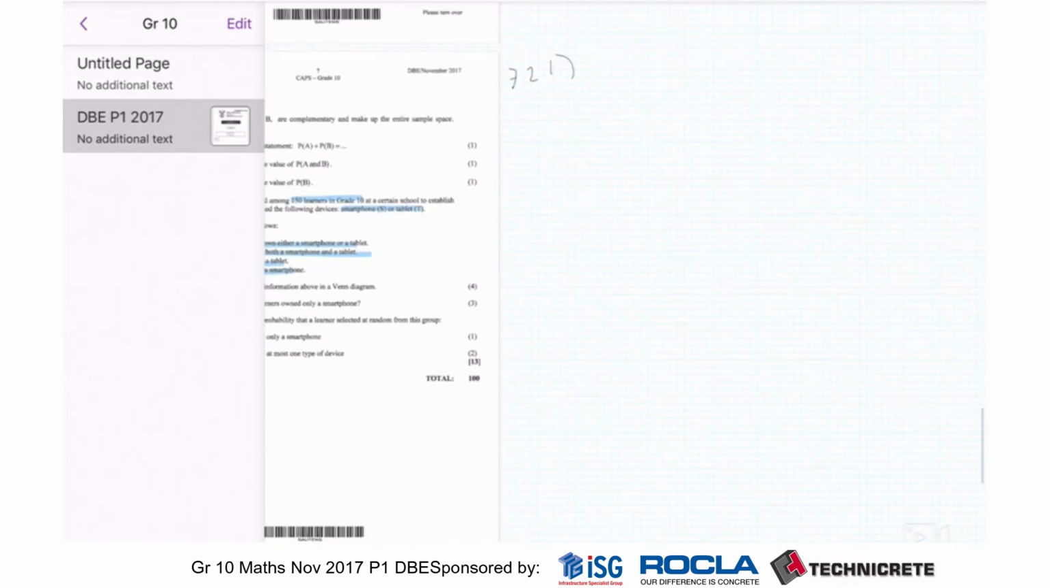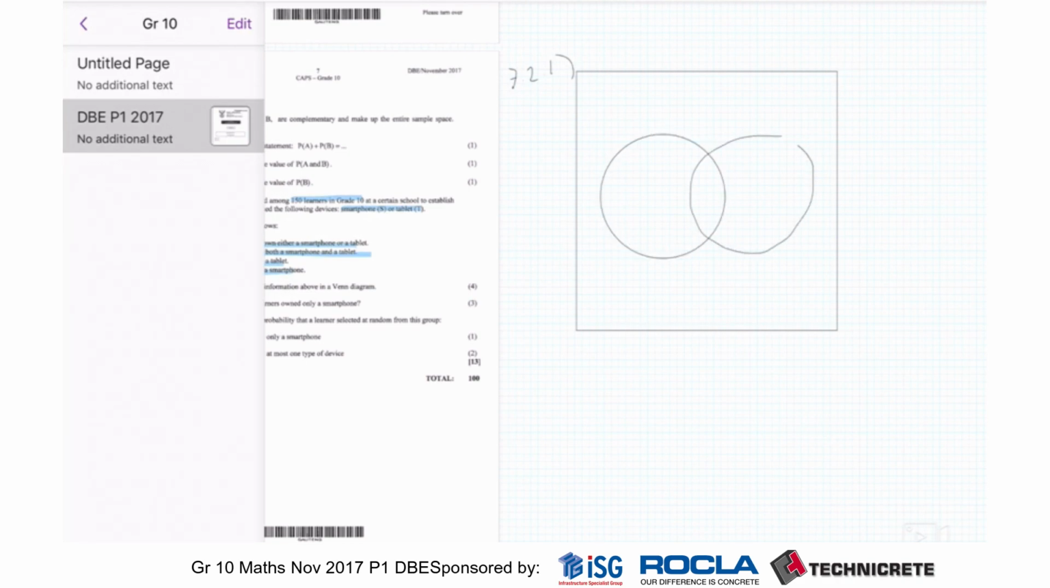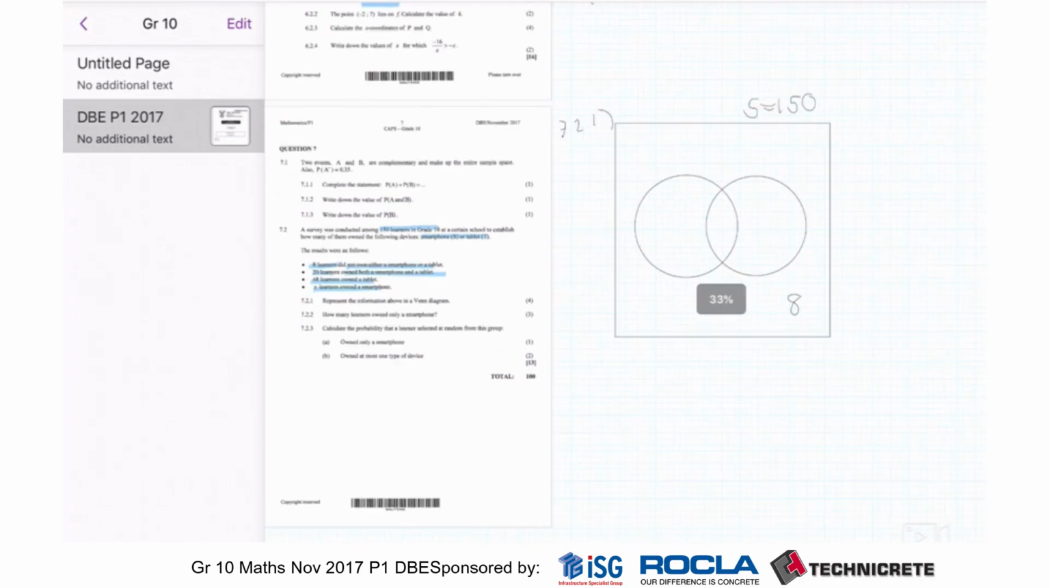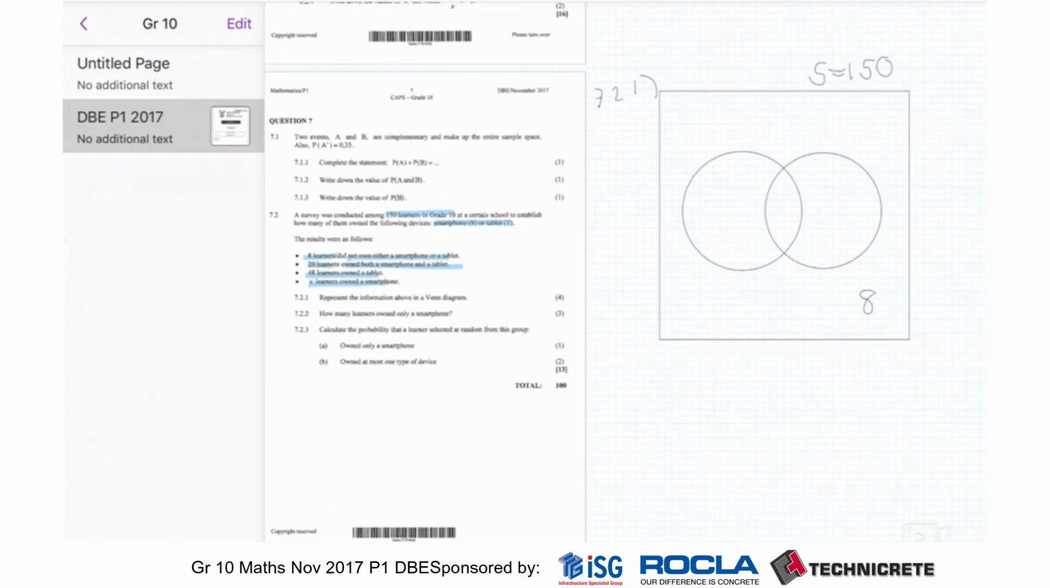Okay, so let's draw my big square. Now I'm going to draw my two circles, and I know there are students that have both, so the circles are going to intersect. Okay, perfect. We know my sample space is 150. We know 8 learners do not own either, so my 8 is done, and we know 20 own both. That's easy. So let's name this smartphone, let's name this tablet.